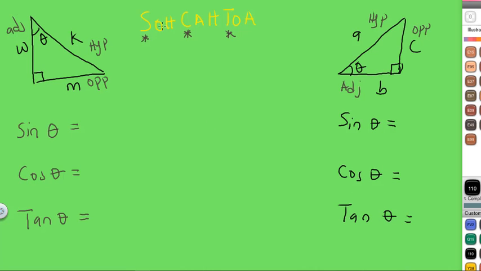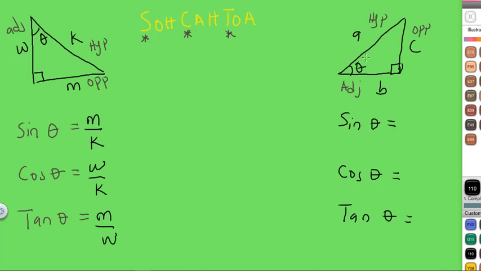So from this SOHCAHTOA, this is sine, right? Sine is opposite over hypotenuse. Where is the opposite here? This is the opposite, M, over hypotenuse K. So this gives us M over K. Cos is adjacent over hypotenuse. So here, adjacent is this side, and hypotenuse is K. So W over K. And tan is opposite over adjacent. So this is opposite M, adjacent is W. So M over W.